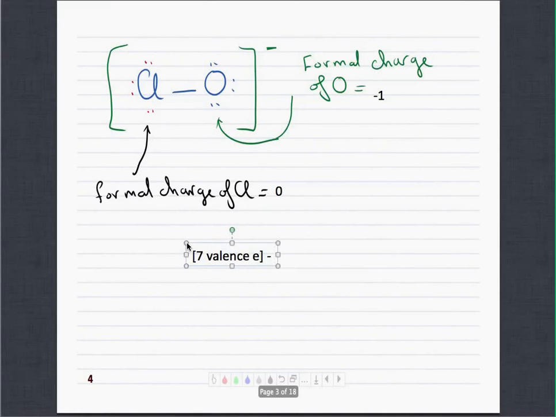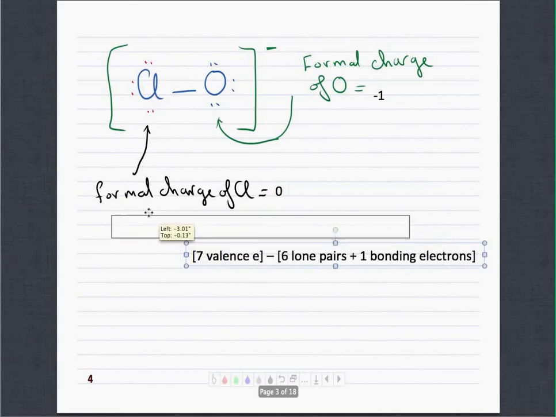And it is 1, 2, 3, 4, 5, 6. I have 6 lone pair electrons around the Cl. So I'm going to put 6 electrons. Plus half the number of electrons in bonding that are connected definitely to the Cl. We're talking about the Cl. The Cl has one bond. Each bond represents 2 electrons, so it is half the 2 electrons. And that implies 7 minus 7 equal to 0. That implies the formal charge on chlorine is 0.